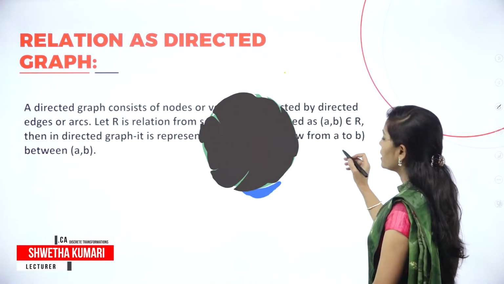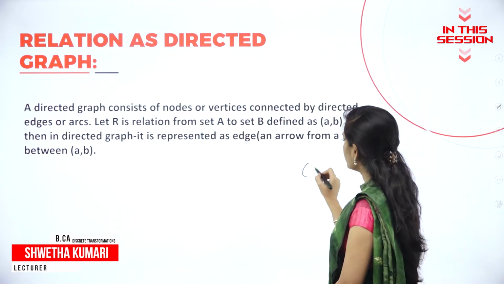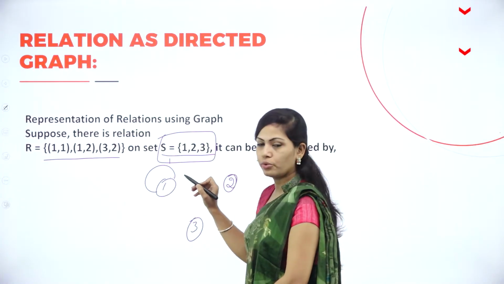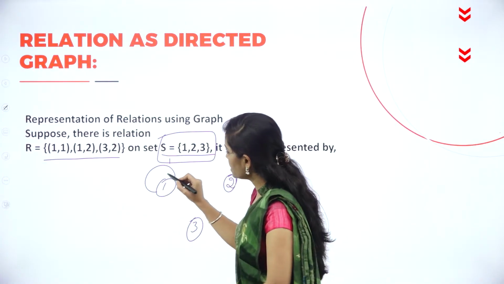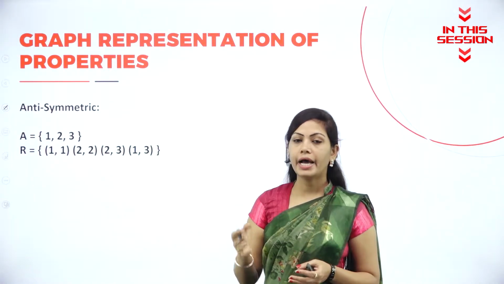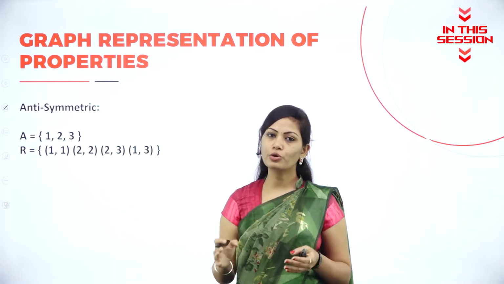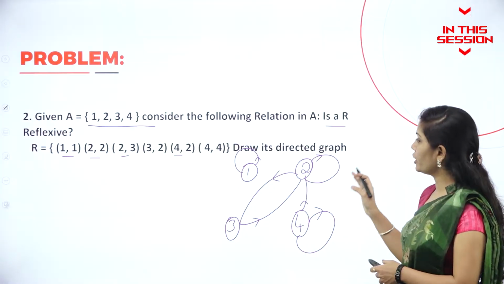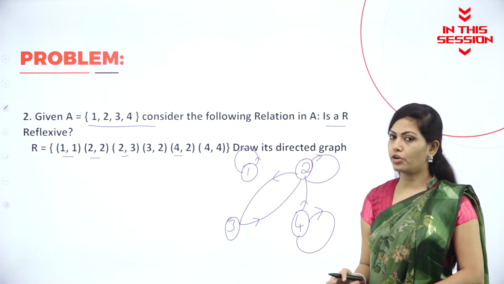So what is a graph? A graph is a set of vertices and edges. One is connected to one only, so 1 to 1 means it is a self-loop. Symmetric means a closed loop between two vertices, and antisymmetric means no closed loop between two vertices. So here you need to check whether it is reflexive or not.